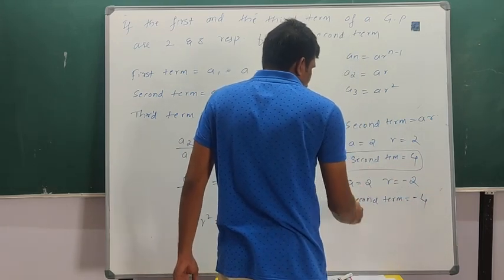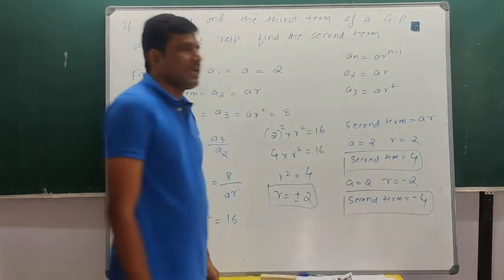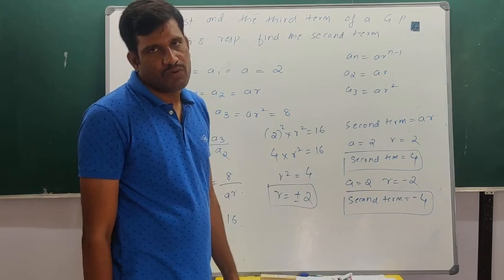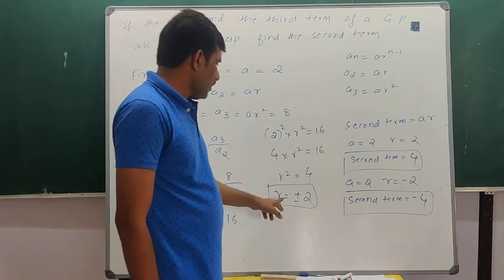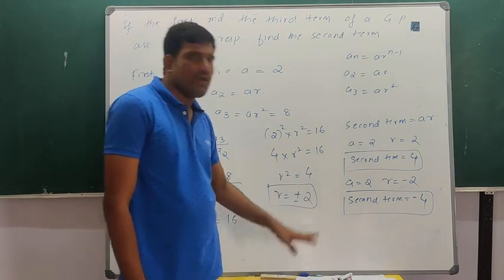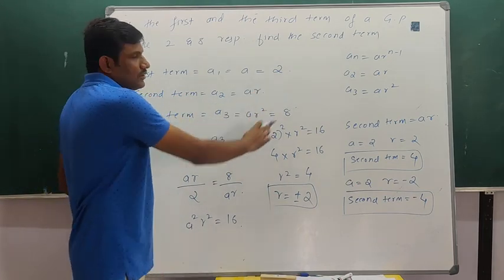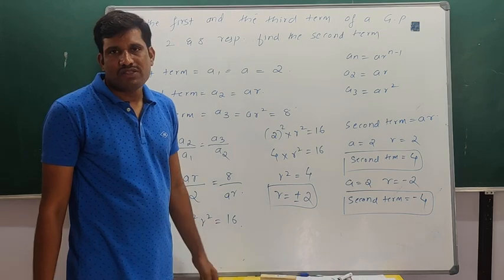So we have two possible answers. So the second term may be plus 4 or the second term can be minus 4. So we are getting two answers. Why? Because we are getting R value, what is R value? It is plus or minus. Right? In this problem, first term is given, third term is given. We need to find the value of second term.